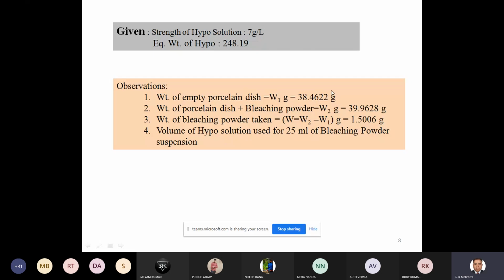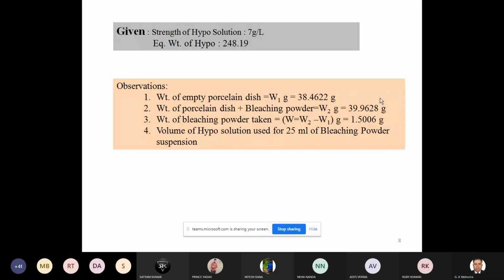First, the weighing observation. Since the first part of any experiment in a volumetric exercise is weighing, you have to write it clearly. That shows you have actually performed the titration. That is the essential part of the procedure. So the weight of bleaching powder is W2 minus W1. Suppose this one is the volume of hypo solution used for 25 cc of bleaching powder suspension.